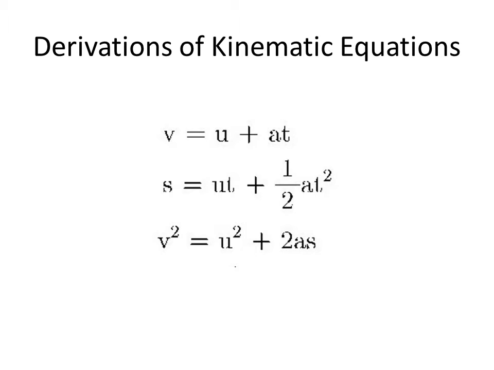We have already learned what kinematic equations are and how to use them to find an unknown quantity related to a moving object that shows uniform acceleration. The kinematic equations are v = u + at, s = ut + half at square, and v square = u square + 2as. Today we will learn how to derive, or write down proofs for, these kinematic equations.